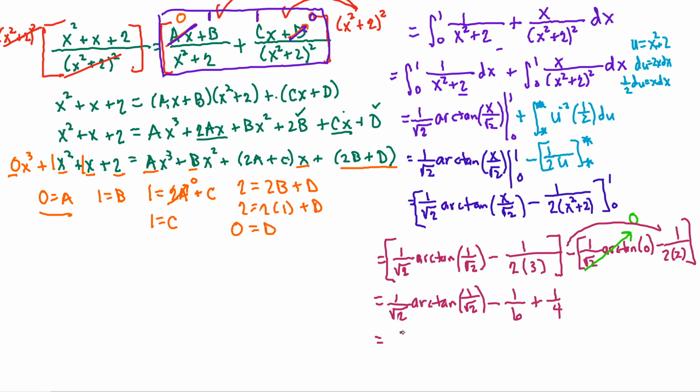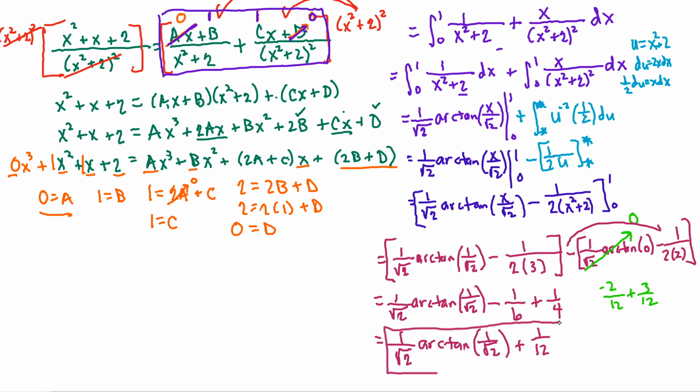So I'm just going to combine those two fractions with a common denominator. -1/6, let's see, common denominator of 12, that'd be -2/12 plus 3/12. So how about plus 1/12? That is an exact value. We could certainly approximate that with our calculator, but we have successfully evaluated the integral.